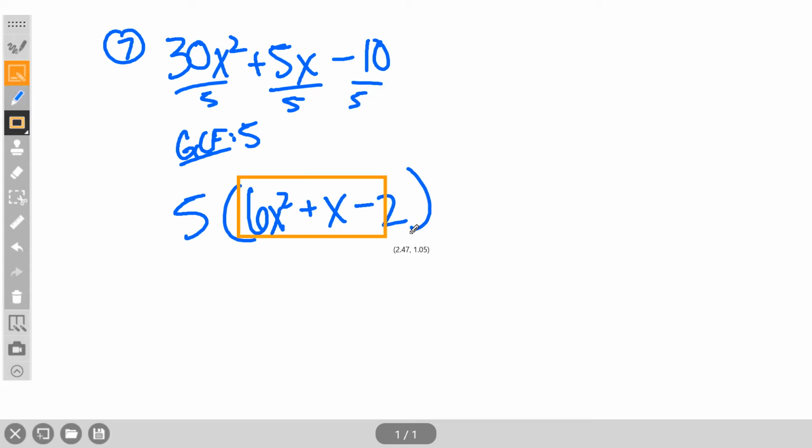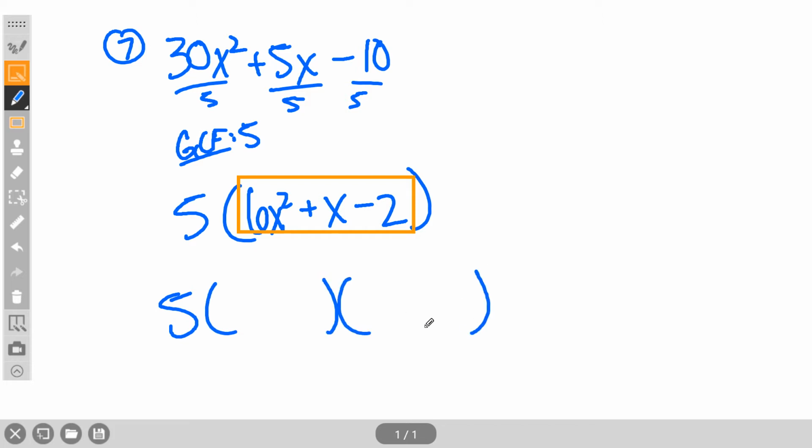So now at this point, I want to factor 6x squared plus x minus 2. It's going to factor into two separate factors, so I'm just going to go ahead and set up my answer here. And then I'm going to go over here and figure out what two factors it is. Now remember, 5 is also a factor because it's the GCF.